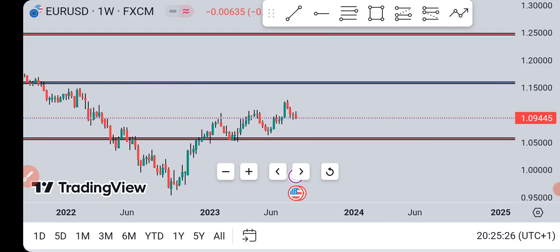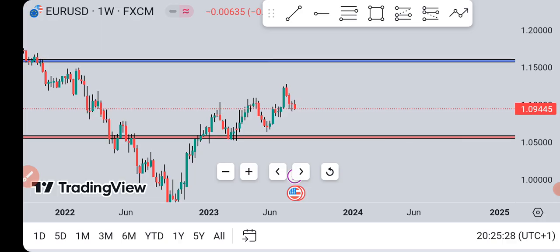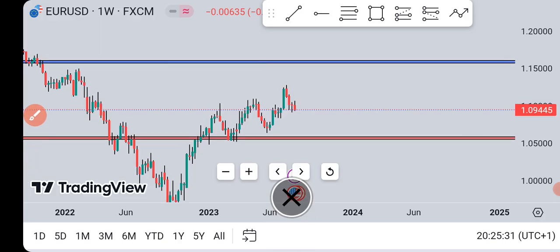So since I have this move, once I go to my daily, I now identify my structures. Overall, from what I did now on the monthly and weekly, I can tell you that this market is very simple, but it's not as easy as it seems. I keep telling you that this market is fantastic once you know what you're doing.